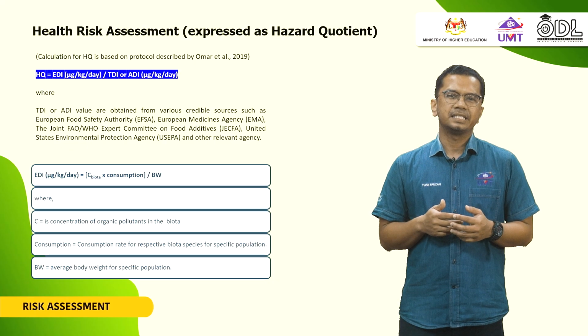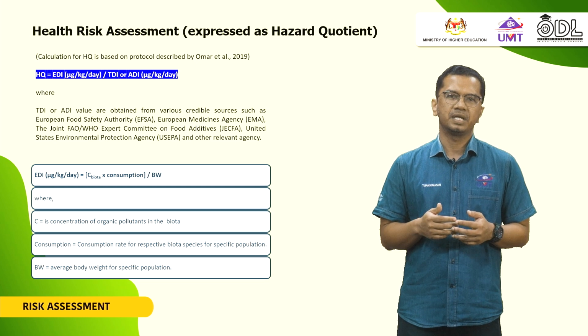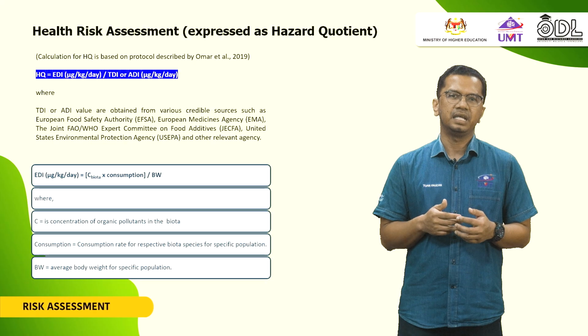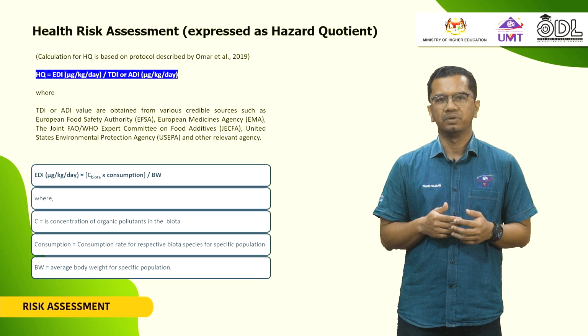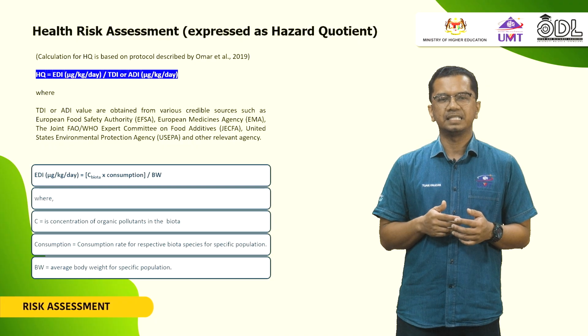To summarize the entire process, we take our three local measurements: concentration, consumption, and body weight to calculate the EDI. We then take the internationally set TDI value. Finally, we divide the EDI by the TDI to get our final hazard quotient, which tells us the level of risk.